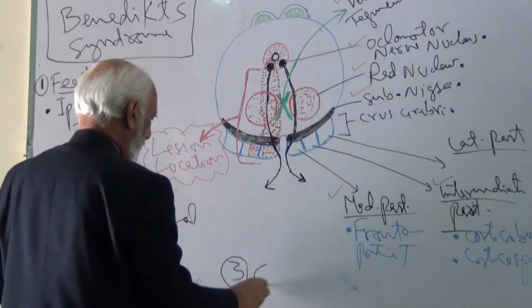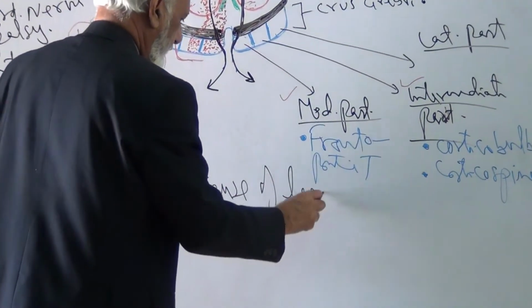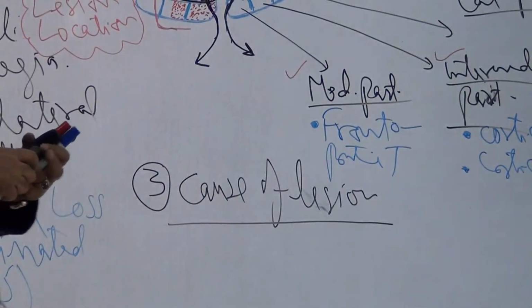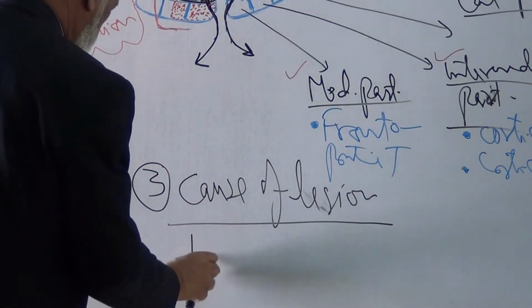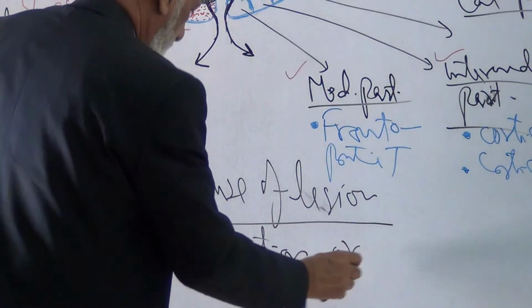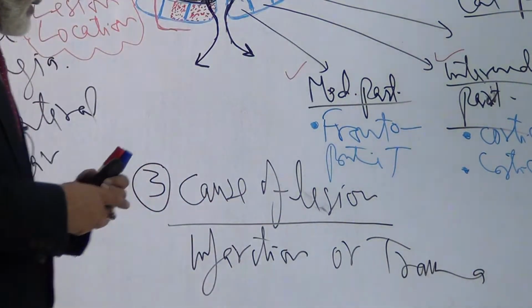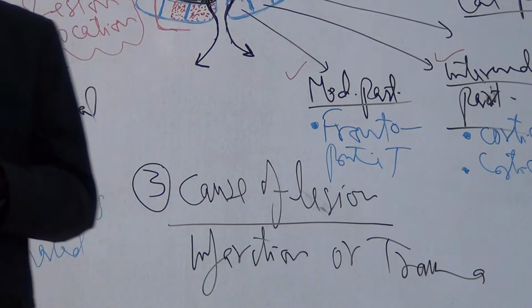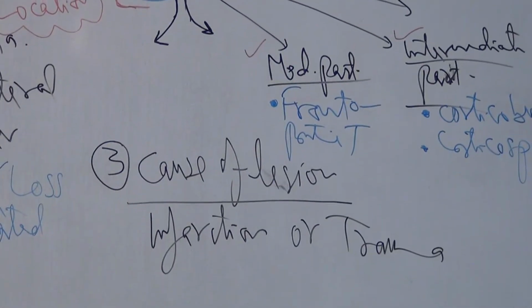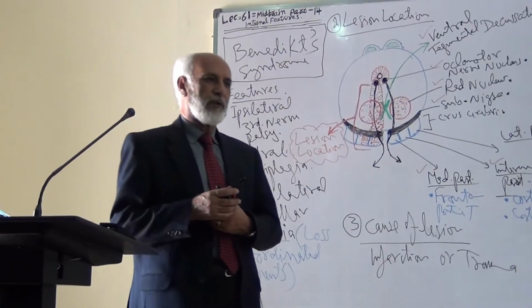Next is the cause of lesion. The reason for the lesion is infarction of this area or trauma. Infarction may be due to vascular lesion also. So this was the cause of lesion to this part of the midbrain.